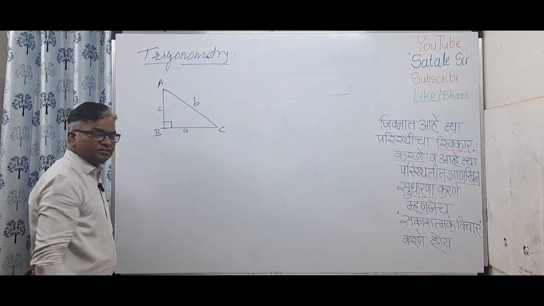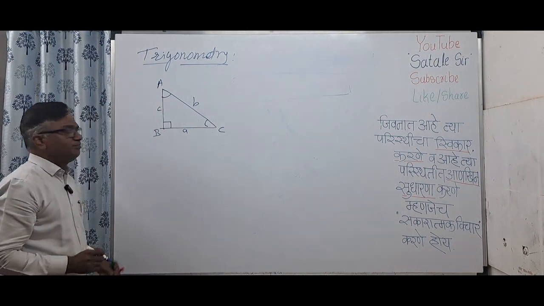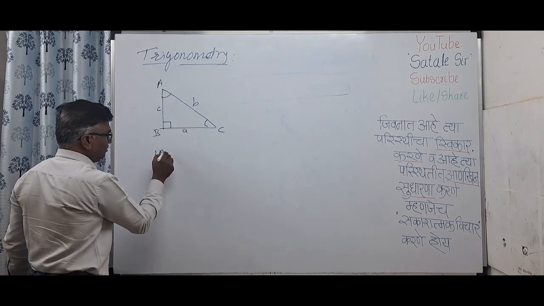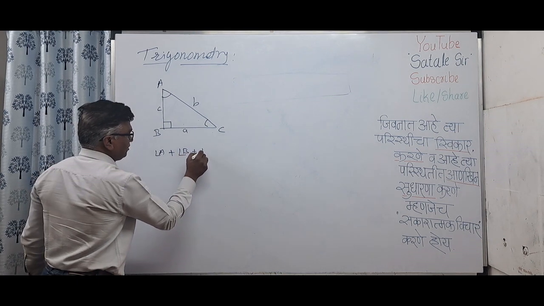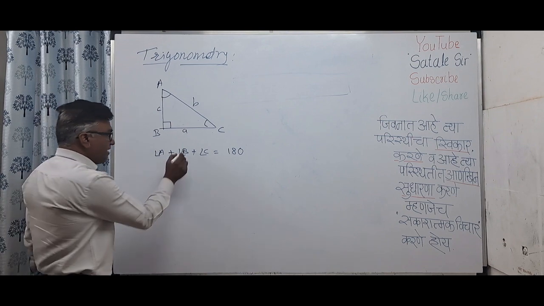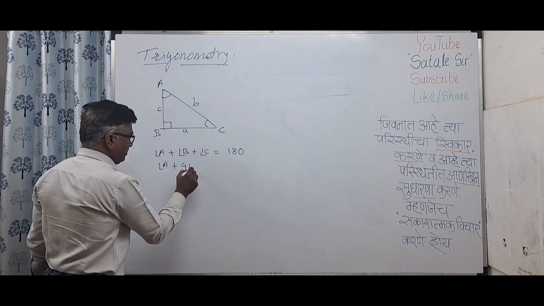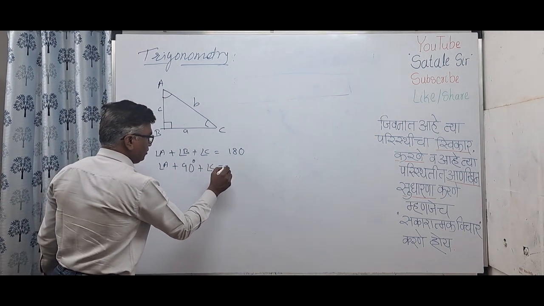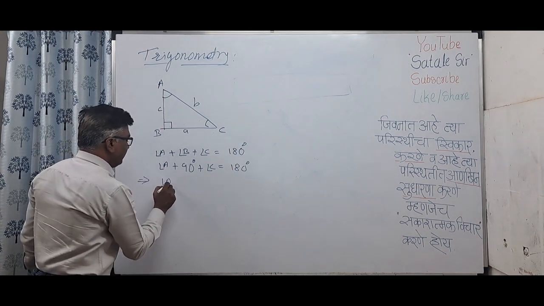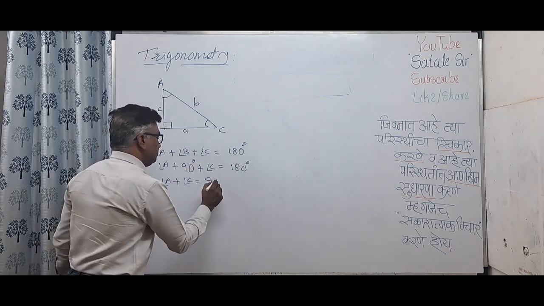If this is 90 degrees, then what will be the value of these two angles? The total sum of all the angles: we have angle A plus angle B plus angle C. The total sum is how much? 180 degrees. Angle B is equal to 90 degrees. Therefore, you will have angle A plus 90 degrees plus angle C is equal to 180 degrees. So this obviously means angle A plus angle C is equal to how much? 180 minus 90. It will be 90 degrees.